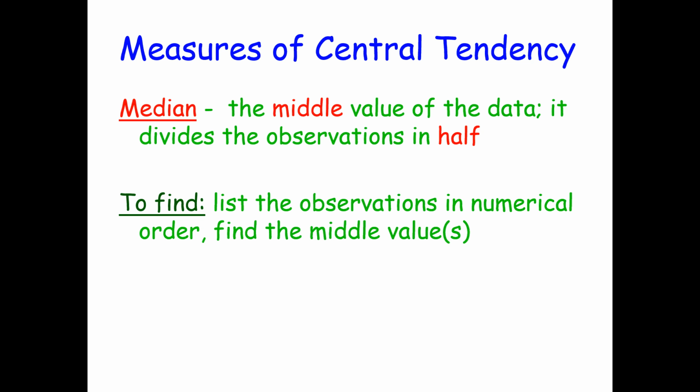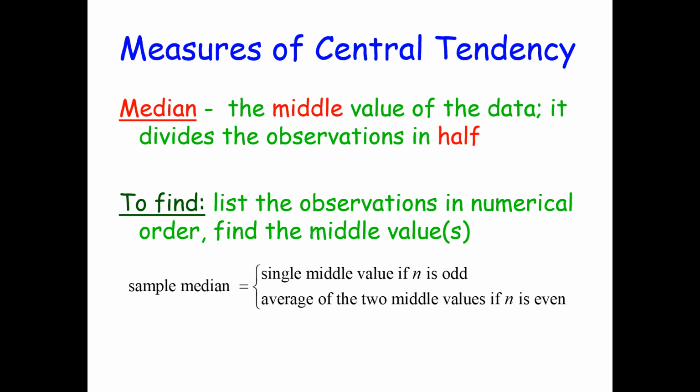To find it, you list the observations in numerical order, and then you find the middle value, or values, because when we're finding the sample median, if n, meaning the size of our sample, is odd, then there will just be one single middle value. But if n is even, then we'll have two middle values, and we will need to take the average of those, meaning we'll need to add them together and divide by 2. So again, n is our sample size.